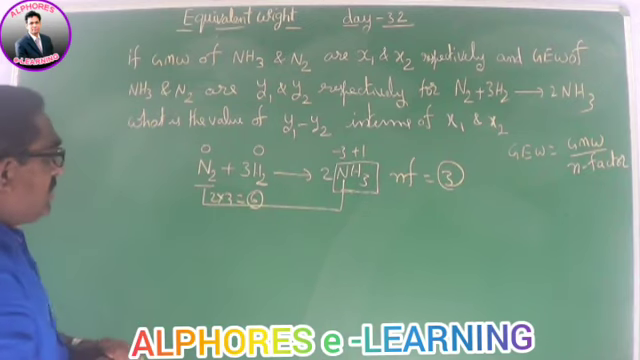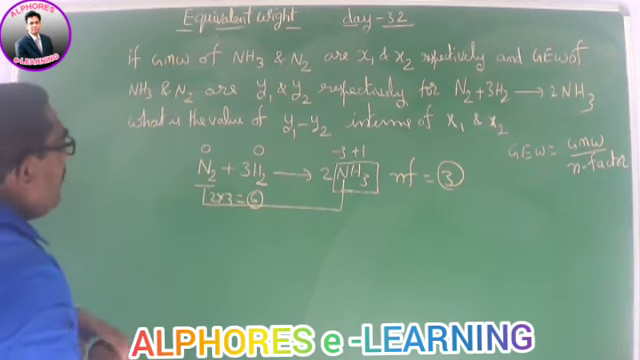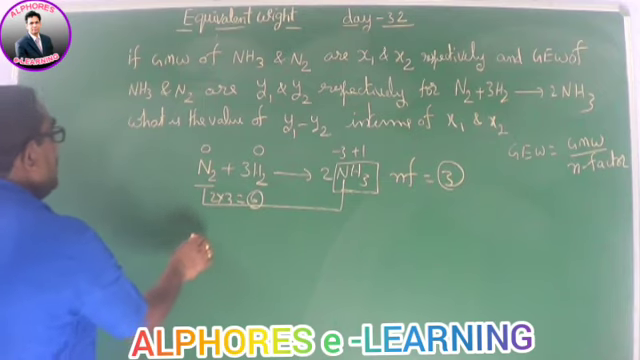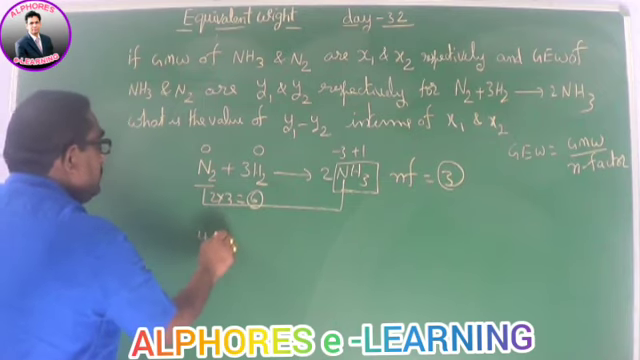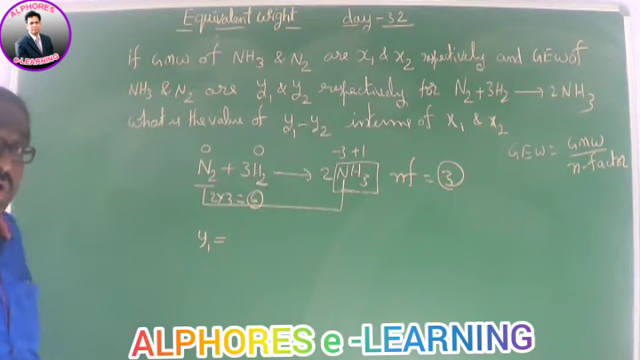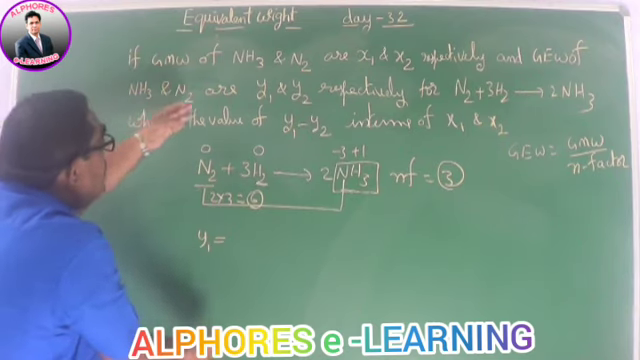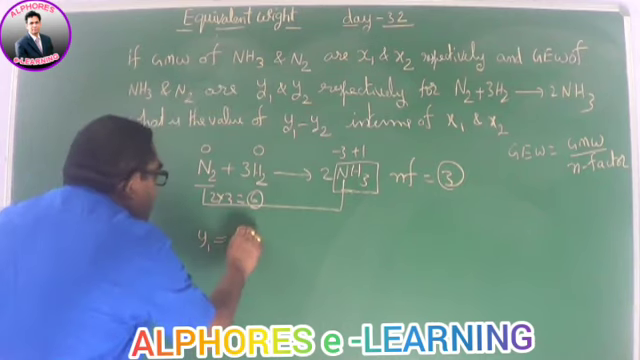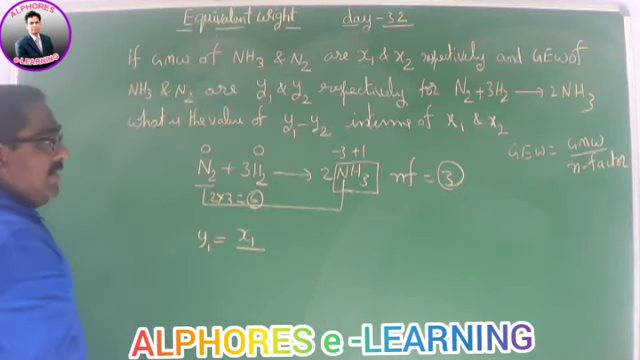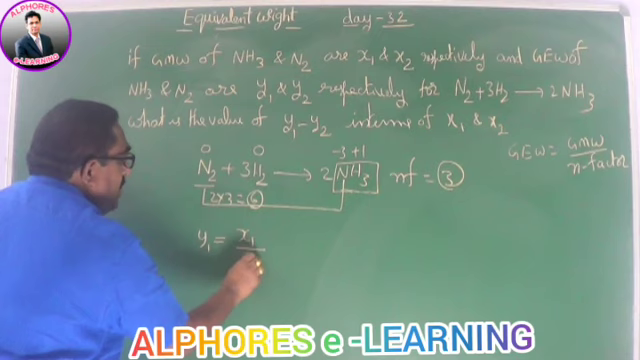Y1, Y2 are equivalents. Y1 is for ammonia, I think, right? Okay. Y1 is the equivalent weight of ammonia. What is the molar mass of ammonia given? X1, divided by the n factor for ammonia, which is 3.